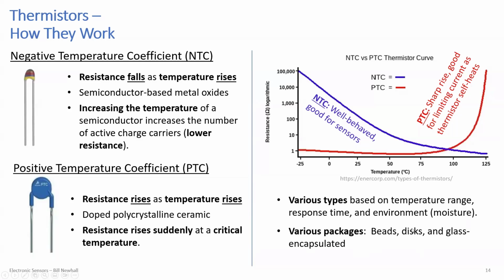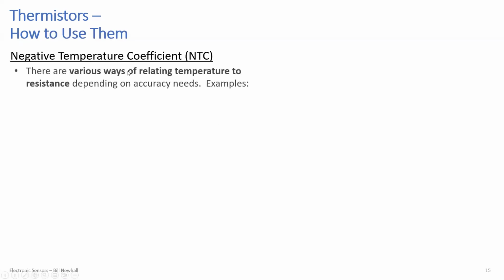All right, so let's talk about how to use them. So you have this two-terminal device that changes resistance with temperature. And let's say you have a negative temperature coefficient thermistor. There are various ways of relating temperature to resistance, and it depends on the accuracy needs. It depends what you're using to actually measure whatever electrical quantity you're using to relate to temperature.